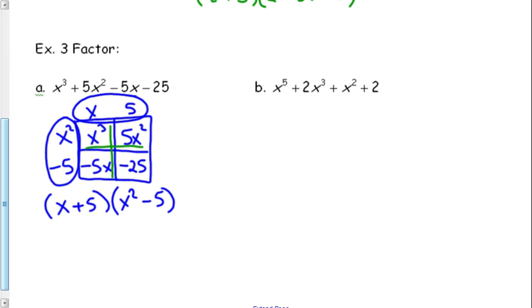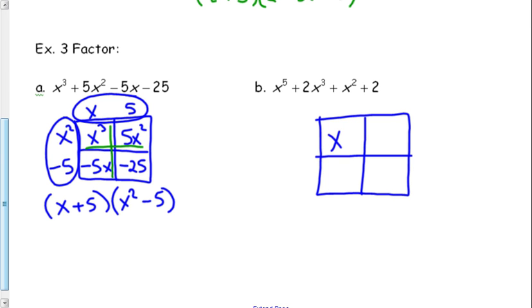Okay, going to do the same thing with letter B. Start with the 4 boxes: x to the fifth, 2x to the third, x squared, and 2. First row, I can factor out an x to the third. Second row, there's nothing in common, so I'm going to write a 1.